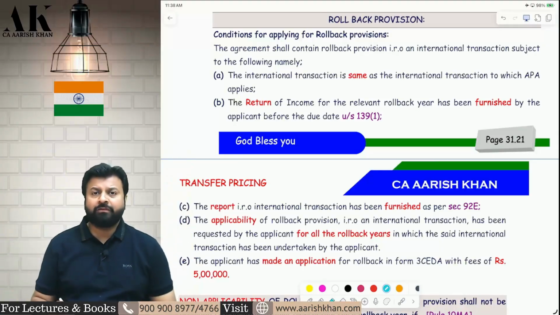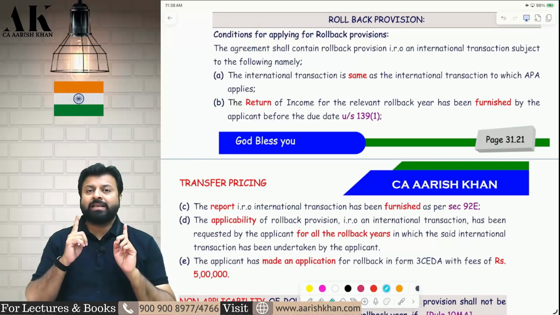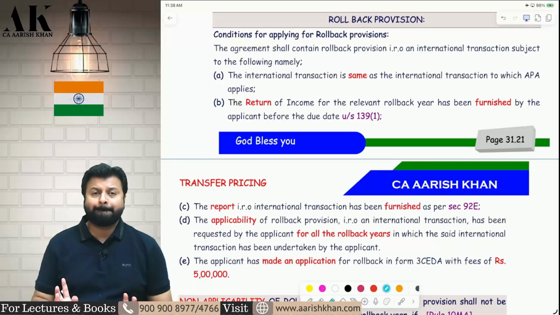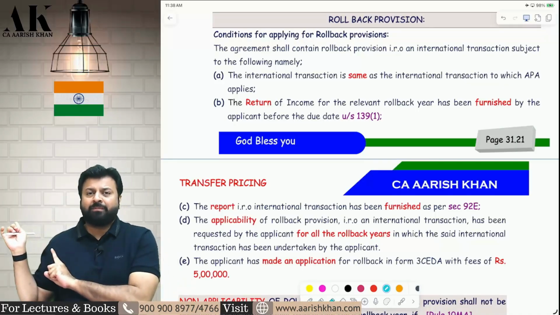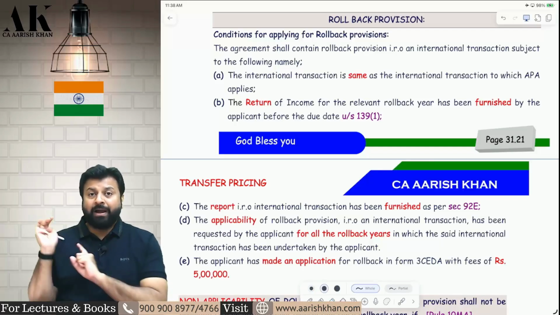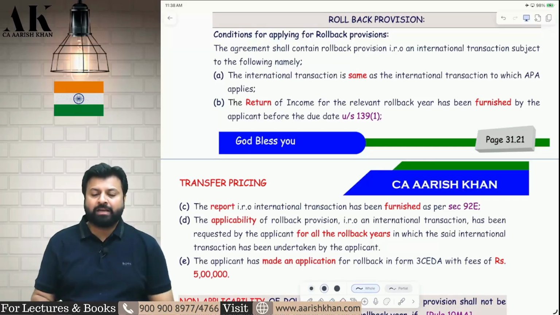Now to roll back, you have to fulfill certain conditions. So always remember, when I say advance pricing agreement, it is for future. And when I say rollback agreement, it is for past. Don't say advance pricing agreement for past. The words past and advance cannot go hand in hand. For past, you say rollback. For future, you say advance pricing agreement.